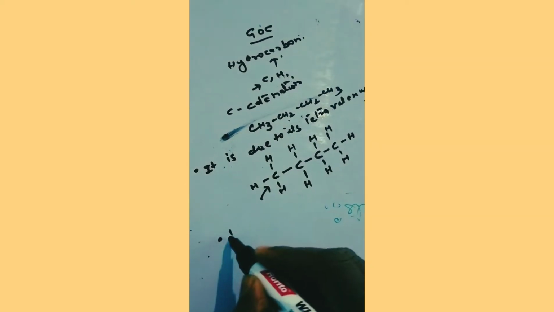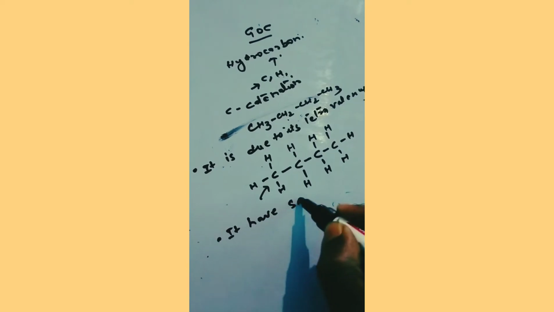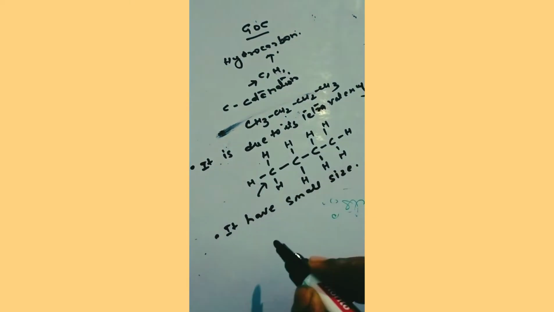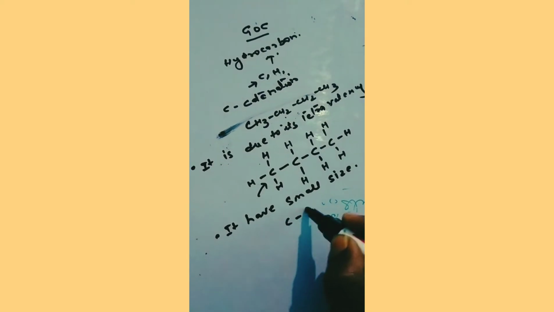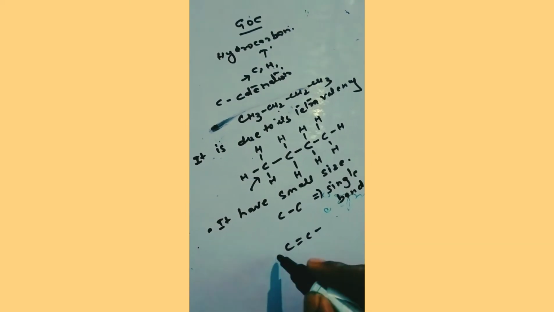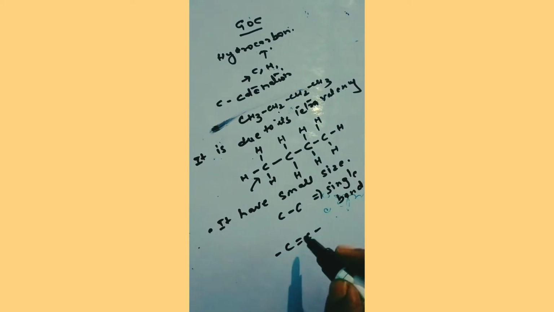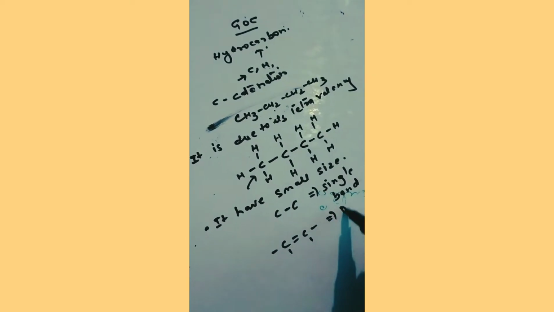The next part is that it has a small size. Small size means carbon actually forms 3 types of bond. The single bond, this is called a single bond. Next it forms a double bond. Carbon has how much valency? 4, so 2 will also be attached, so it forms a double bond. And it also forms a triple bond. So due to its small size, it has 3 types of bond: single, double and triple bond.